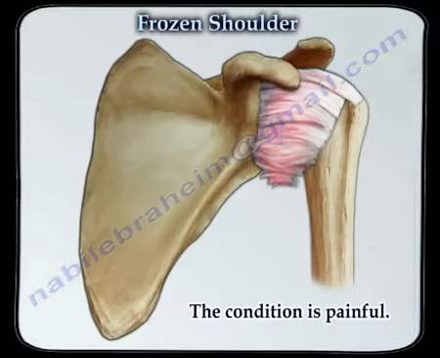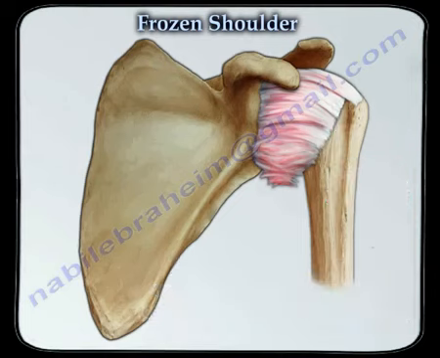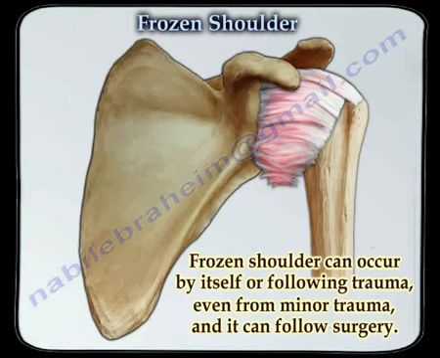This condition is painful. It occurs due to thickening and tightening of the shoulder capsule and ligaments, especially the coracohumeral ligament. X-rays are usually normal. Frozen shoulder can occur by itself or following trauma, even from a minor trauma, and it can follow surgery.